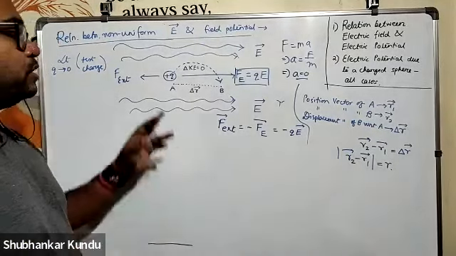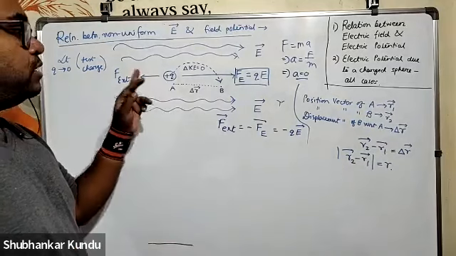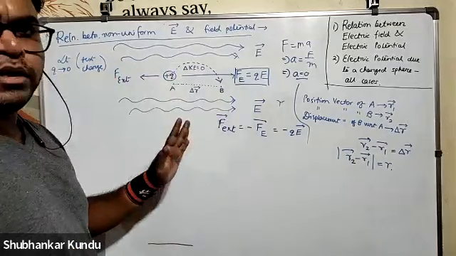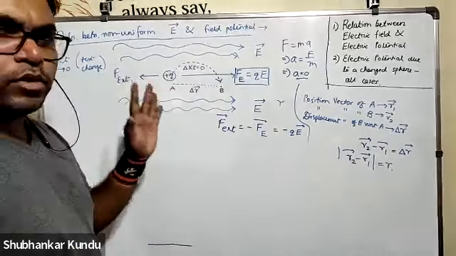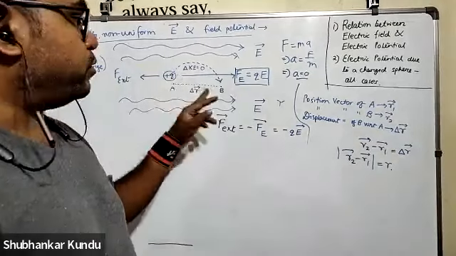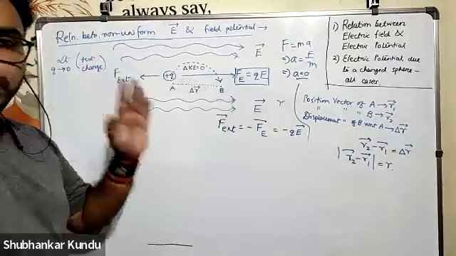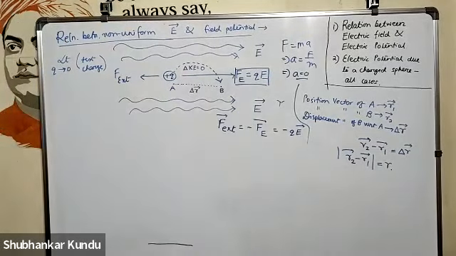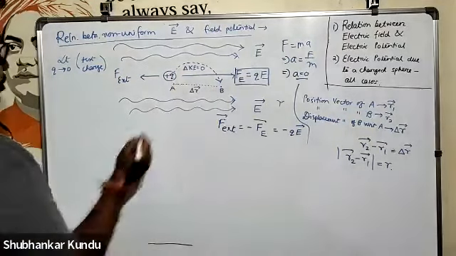Our target is the same. We take a test charge plus Q at A and move it from A to B. We'll calculate the work done, and by that we'll find the electric potential difference between A and B. Finally, we'll derive a relation between this electric potential and electric field. Let us see how to do it.